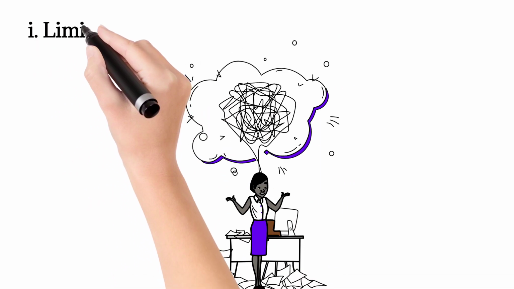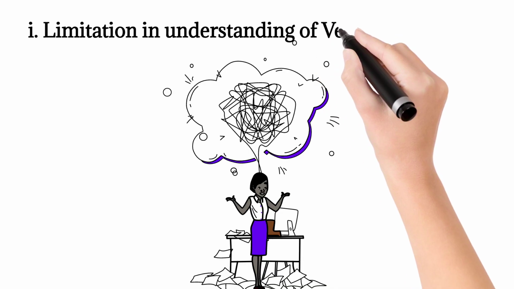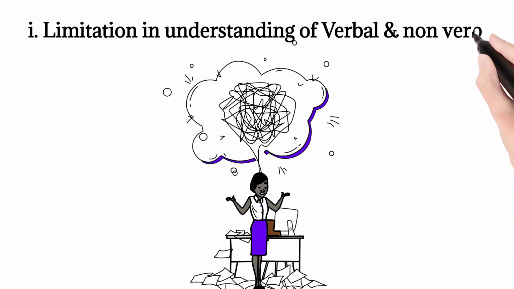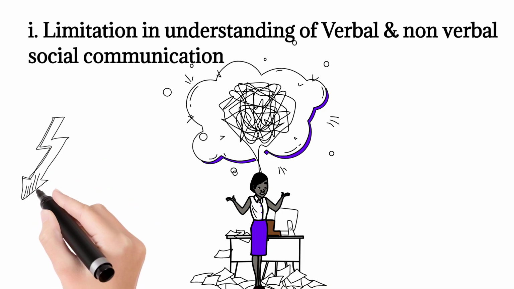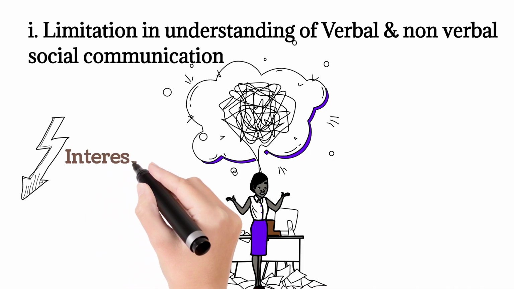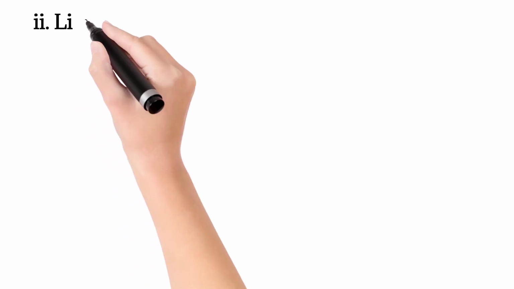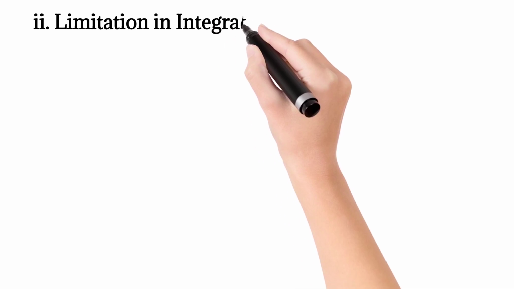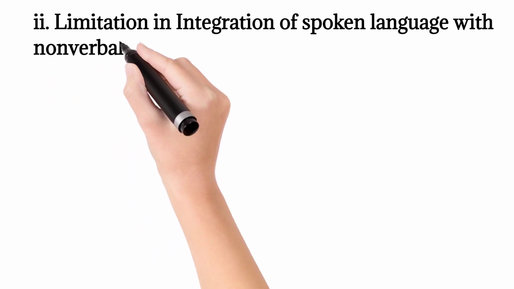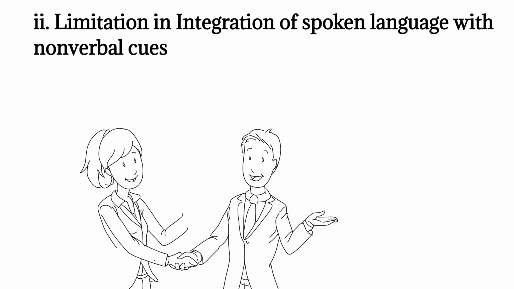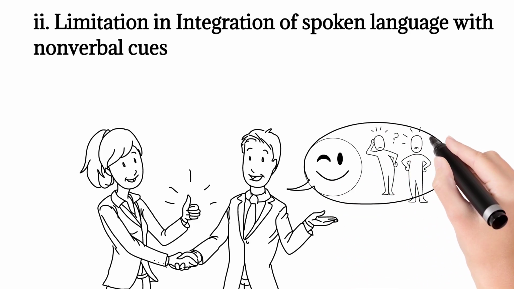Some of the manifestations may include limitation in understanding of verbal and non-verbal social communication. It includes reduced interest in verbal and non-verbal communication and inappropriate responses. Next is limitation in integration of spoken language with typical complementary non-verbal cues, for instance, facial expression, gesture, eye contact, and body language.